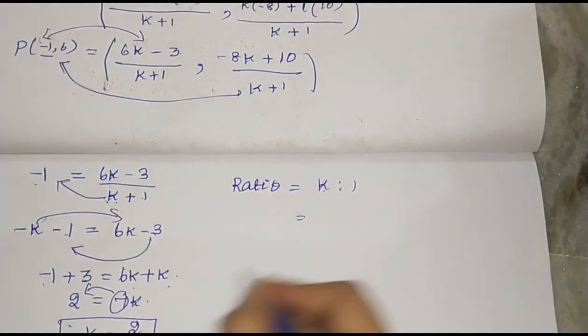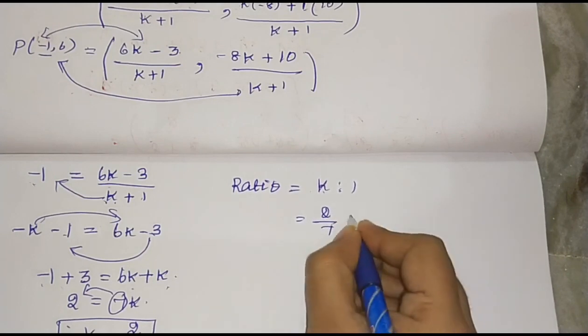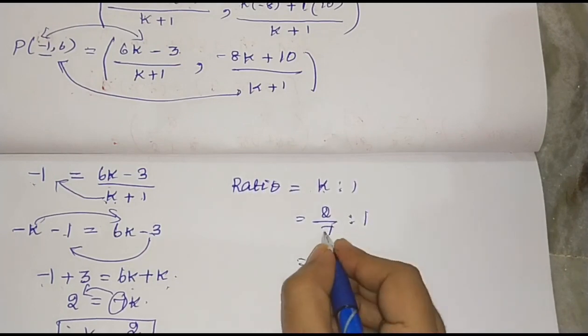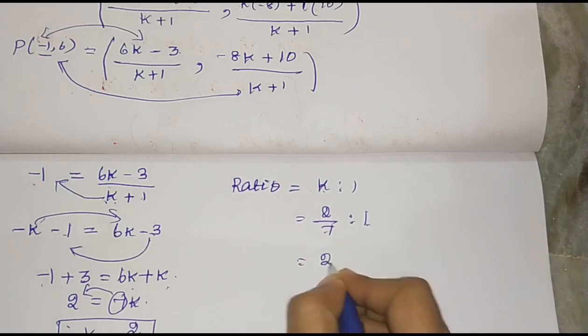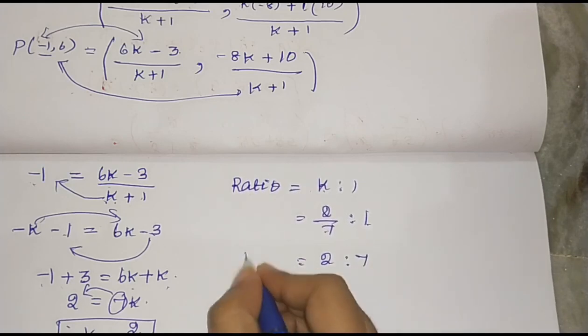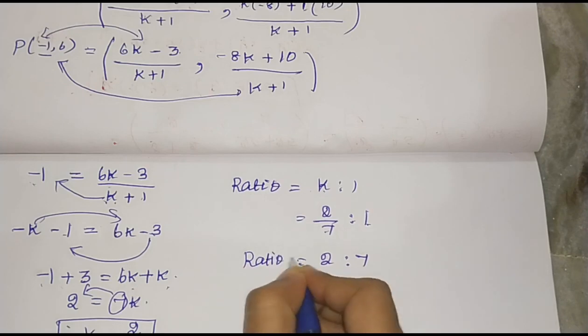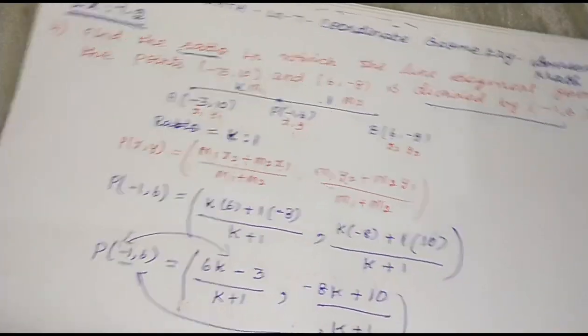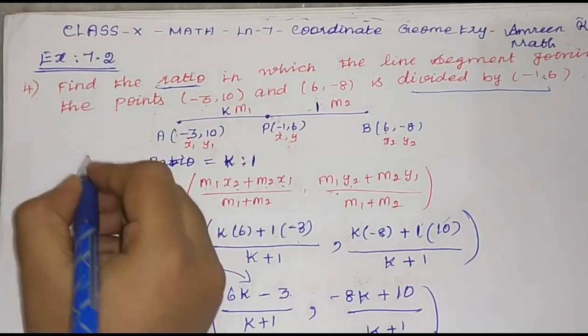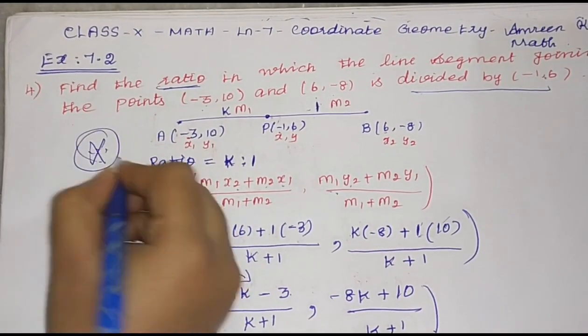Instead of k, we write 2 by 7 is to 1. So 2 by 7 divided by 1, again 2 by 7. The answer is 2 is to 7. So we found the ratio value, the ratio answer is 2 is to 7. This sum is very important. Repeated board exam question. So practice well.